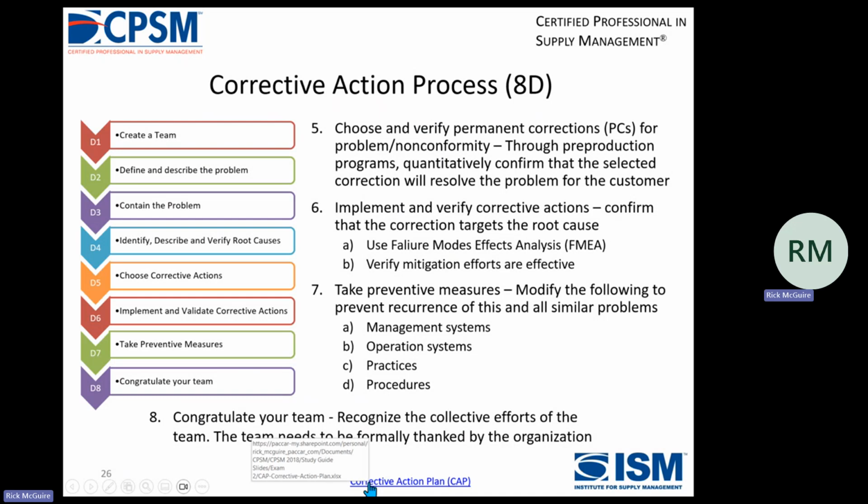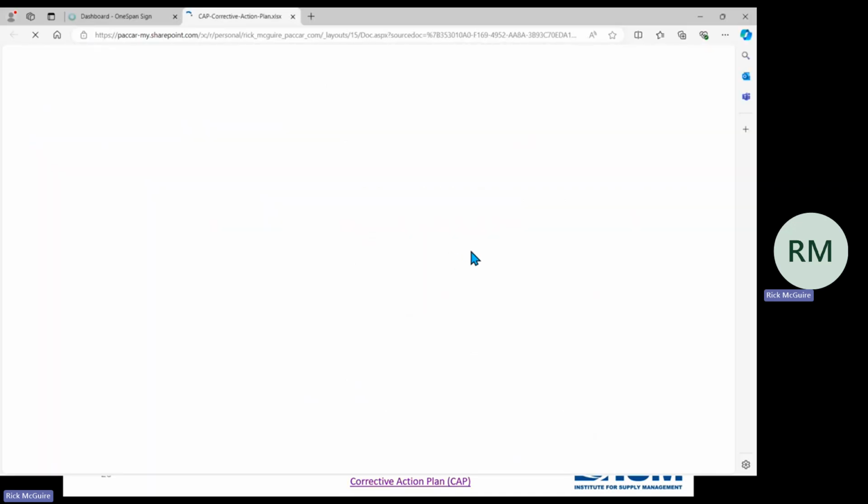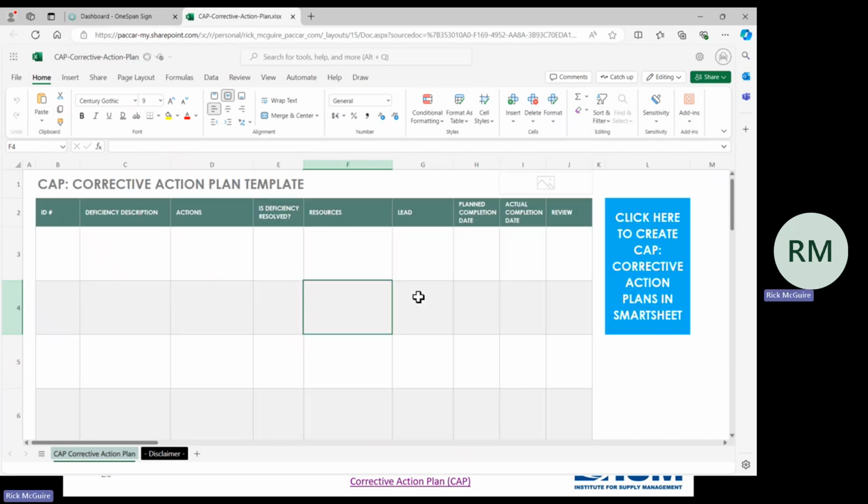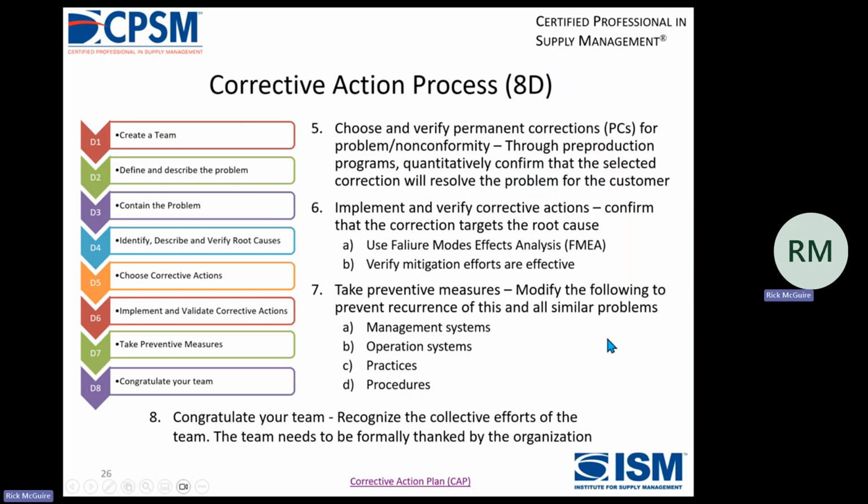And then this is a corrective action plan you can use. I don't know, I think this is ISM, somebody. And that's the 8D.